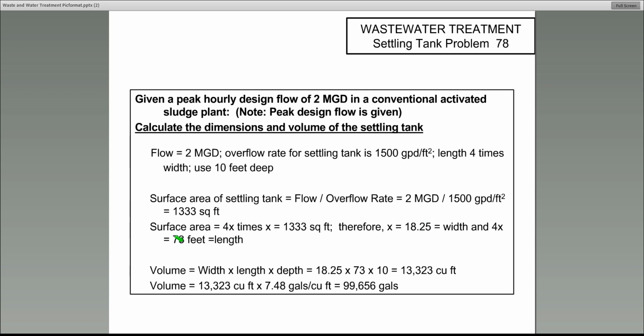If you want to calculate the volume, the width times the length times the depth, 13,323 cubic feet. And if you want to calculate it in gallons, multiply it by 7.48 gallons per cubic foot.